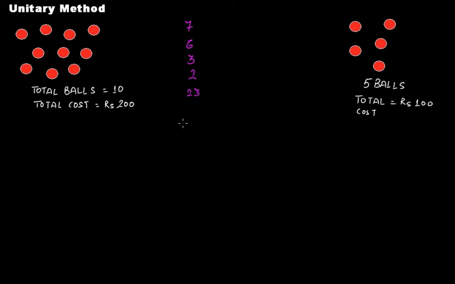If you find the cost of this one single ball, then you can simply tell what will be the cost of 7 balls. You'll simply multiply that cost or price by 7, because if one ball costs this much, then 7 balls will cost that number multiplied. Similarly for 6, 3, 2 and 23. Now the question is how to find the cost or value of a given single quantity or single item. There comes the role of the unitary method, and let me explain how you have to do this. We'll take this example only, okay?